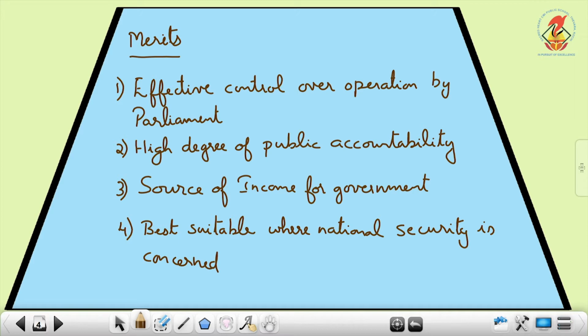It is a source of income for government, because the revenue goes back to government treasury. It is best suitable where national security is concerned, because it is under direct control of government and answerable to parliament. As a result, for something concerned with the country's security, this is the best option.